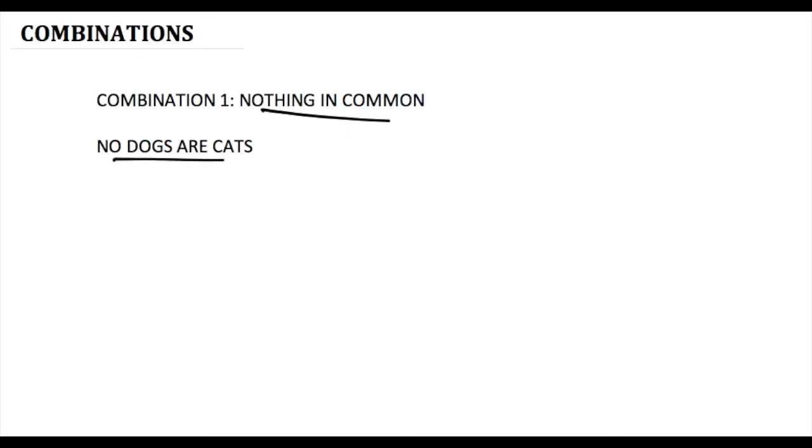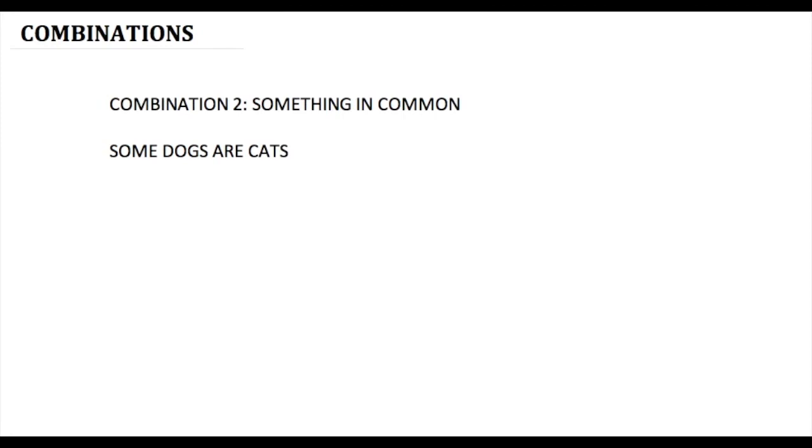This is represented in terms of Venn diagrams through the following. This is the circle of dogs and this is the circle of cats. Because no dogs are cats, there is no overlap between these two circles. So this circle and this circle have nothing in common. This is very easy to understand. There is nothing in common between the two variables mentioned in the statement. So you draw it like this.